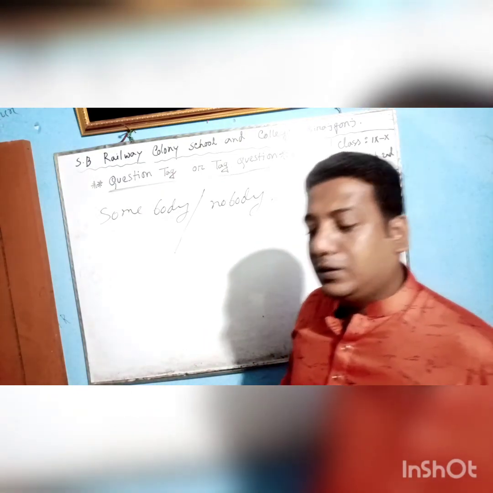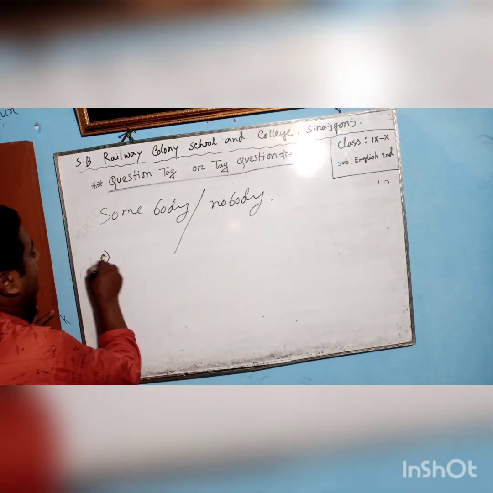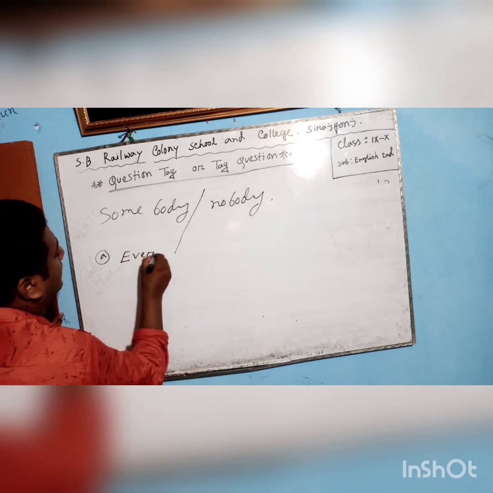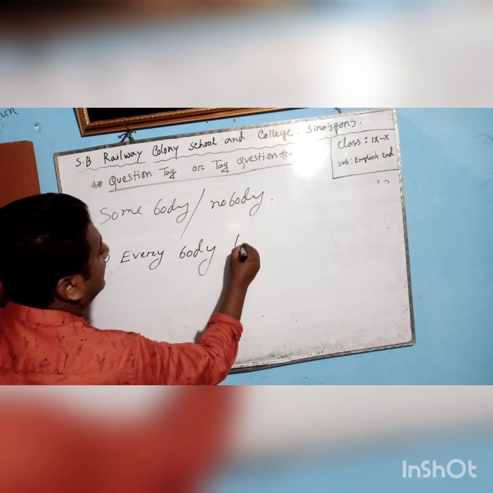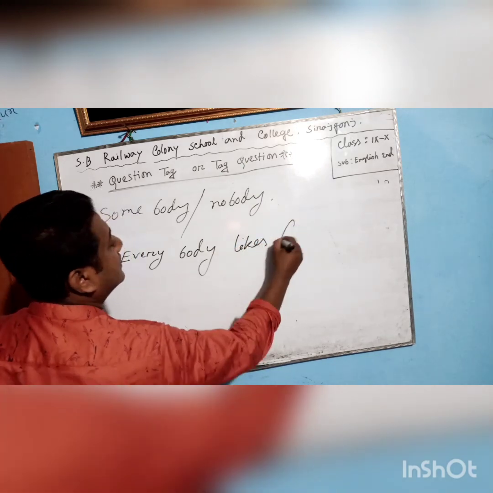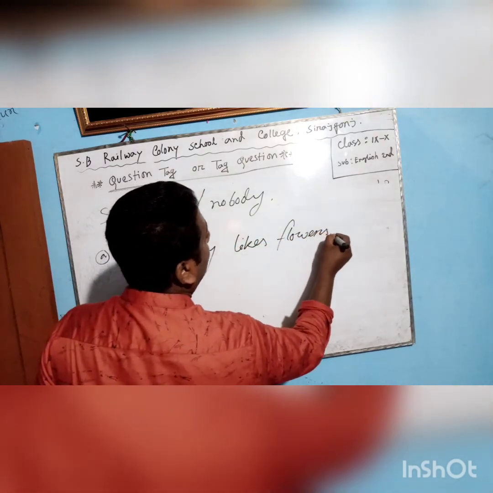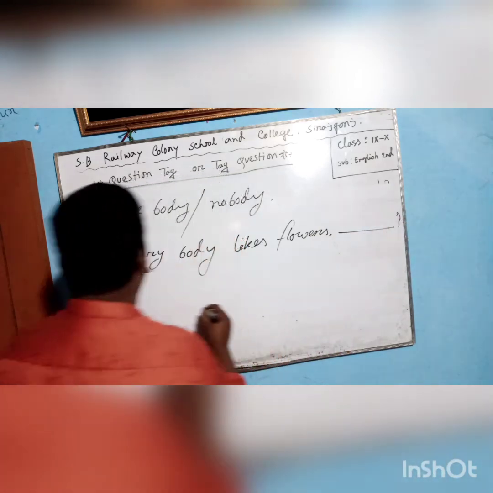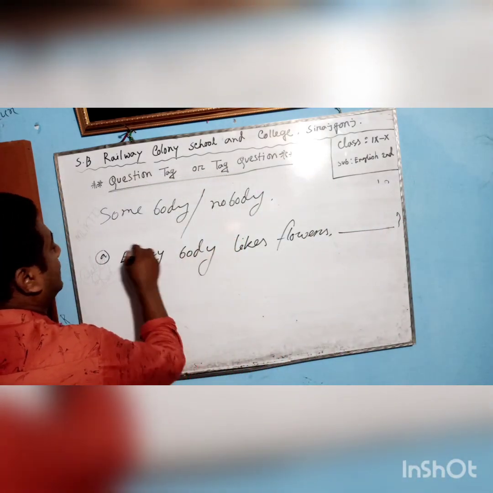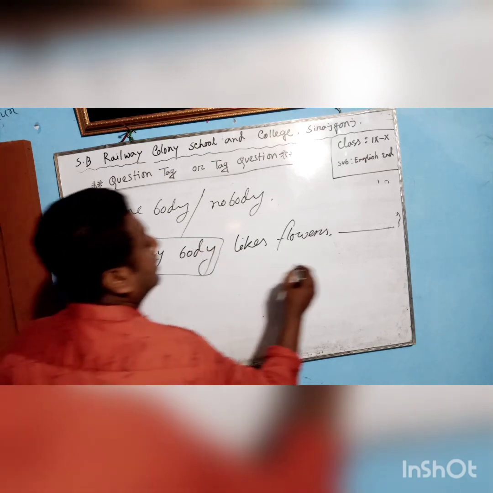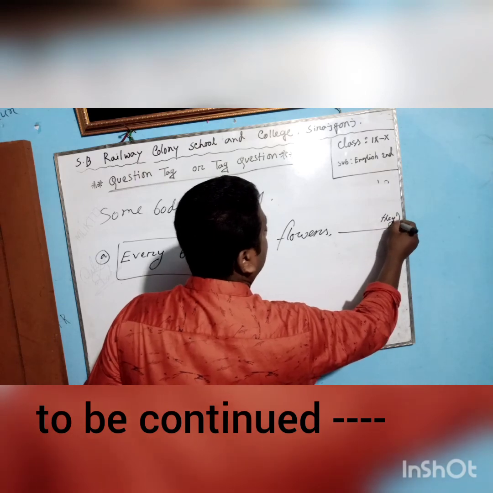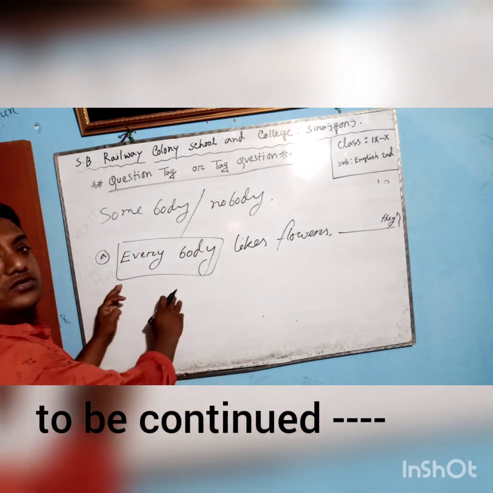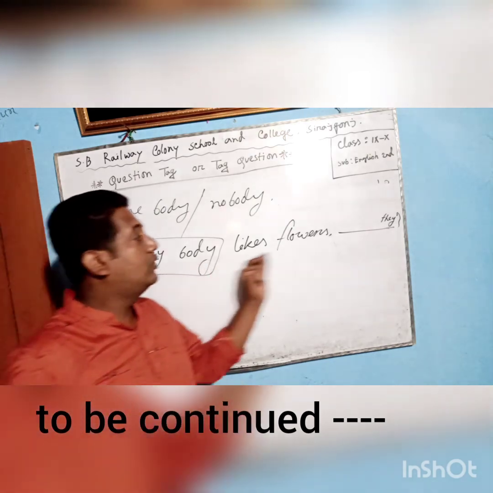I give you an example. Everybody likes flowers. So everybody, we use they. We do not use everybody. Instead of everybody, we use they.